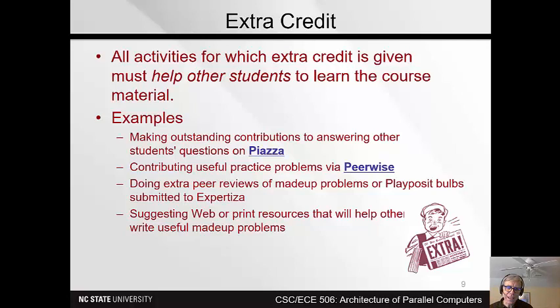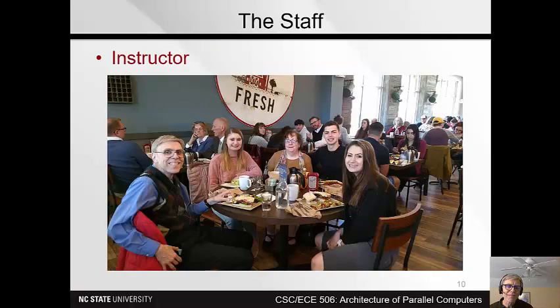Okay, I said I wanted to tell you a little bit about the course, and now I want to talk a little bit about myself. This is my family, a family picture that was taken last year at my wife's birthday. And I often say that my family is the second most important.